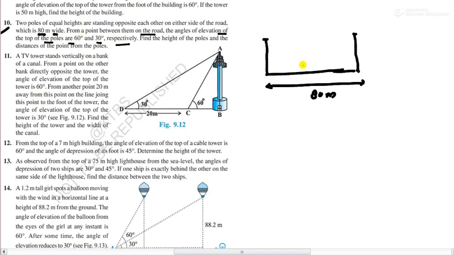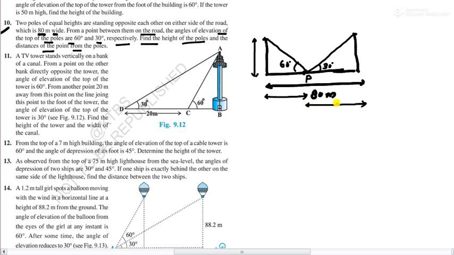So any point I can take, let me take this as point P. We don't know where it is, but it says that on one side it is 60 degrees and on the other it is 30 degrees. The angles of elevation are 60 and 30 respectively. Find the height of the poles. So this height you have to find first, and the distance of the point from the poles. From here to here, what is the distance? Again from here to here. Got it? Have you understood the question?